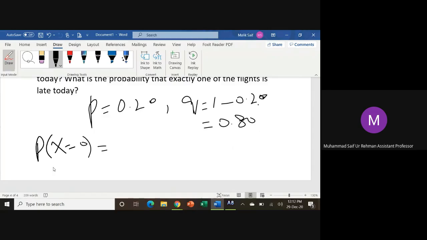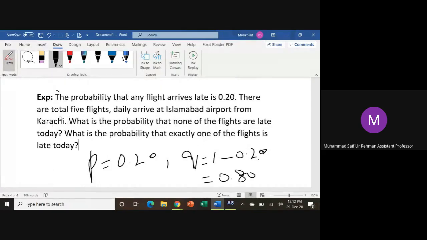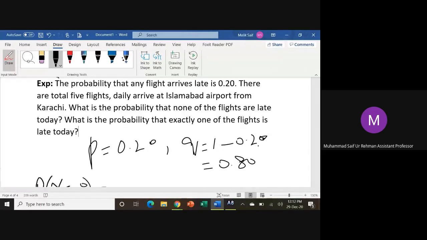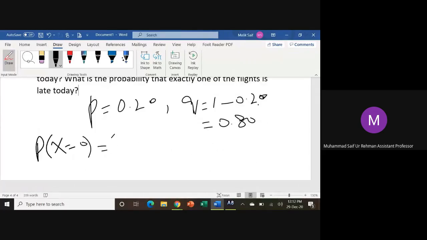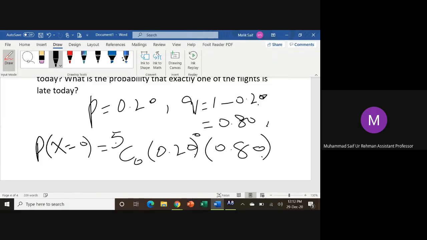So in this case, what is n? For n, you have to see this information. Total 5 flights are there, which means n is 5. So you will start from 5C0. You will start from 0. 5C0, P raised to the power 0. What is P? 0.20, raised to the power 0, multiplied by 0.80 raised to the power 5 minus 0, that is 5.